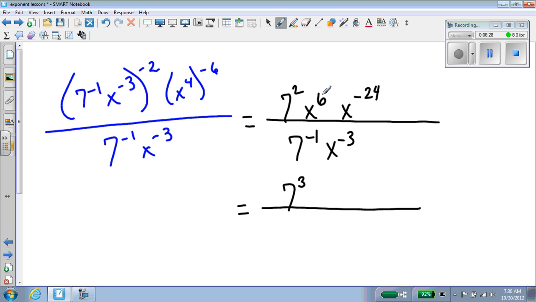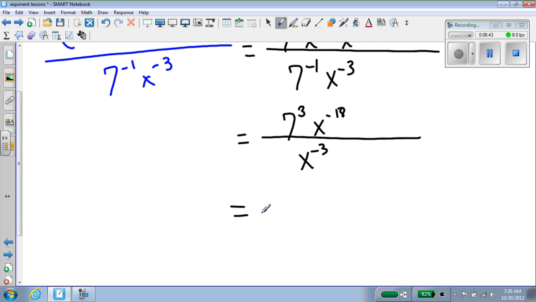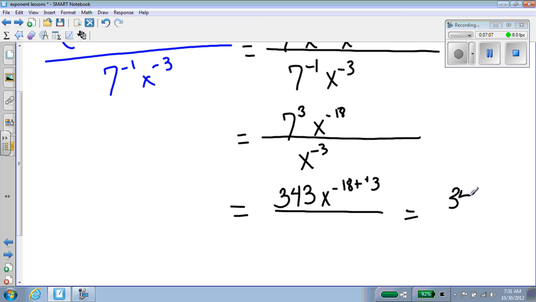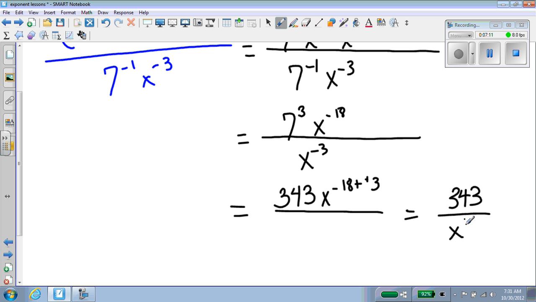X to the, wow, I got a lot of x's. Let me put the ones on the top together first. So this would be x to the negative 18th. I still have my x to the negative third down here. So I'm going to get 7 to the third, 343, I think, but that's just a guess. X to the negative 18 minus negative 3. So that would be x to the negative 15th. So my final answer is going to be 343 over x to the 15th.